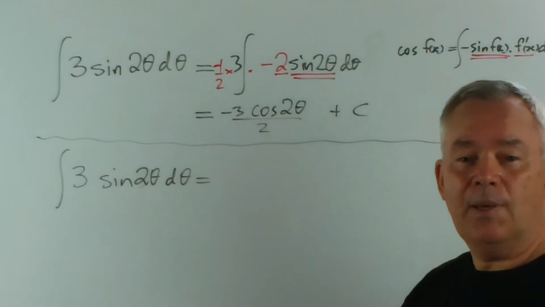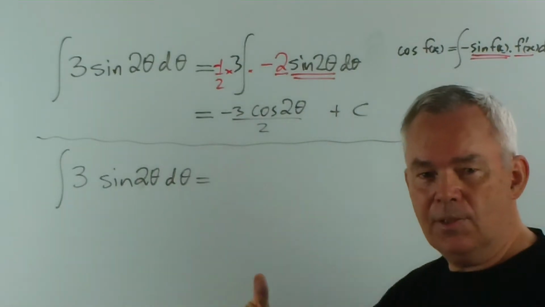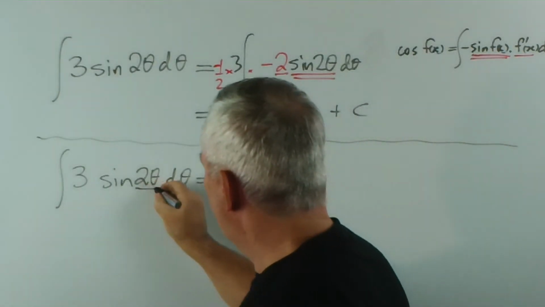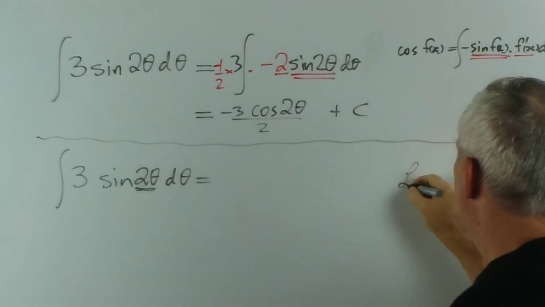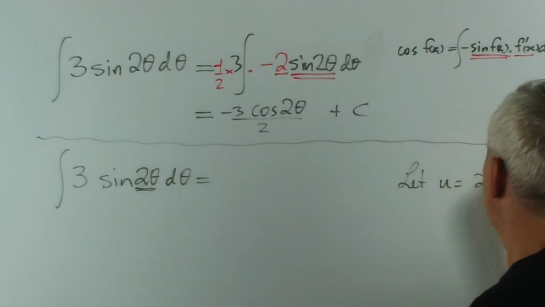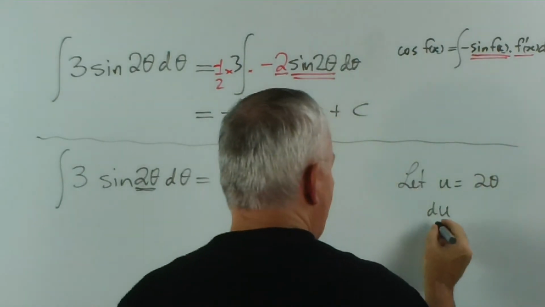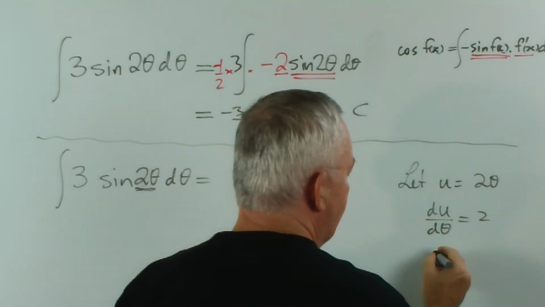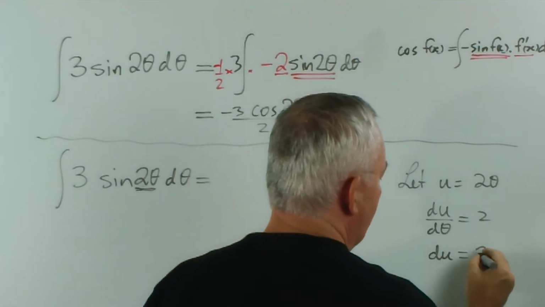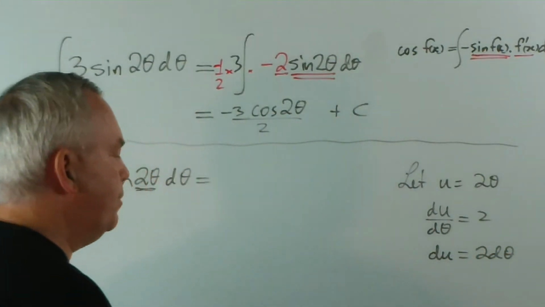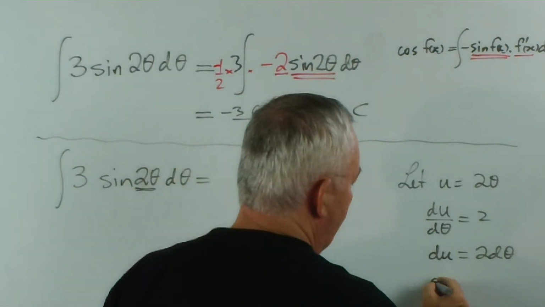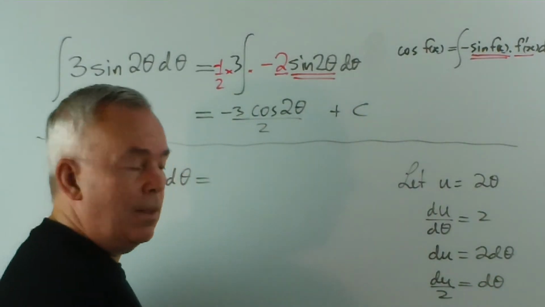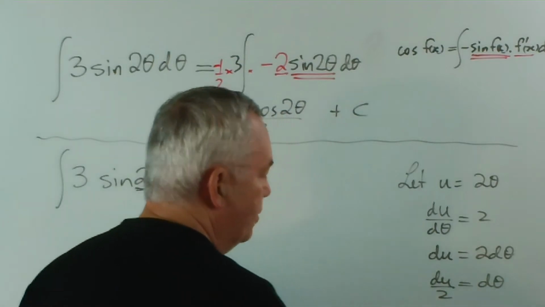First of all, to confirm that you get the same answer every time, but also to gain experience and versatility with different methods. Here we're going to substitute u in place of 2 theta. So we let u equal 2 theta. That means du d theta would be worth 2, and multiplying both sides by d theta would give du equals 2 d theta. Or if you like, du divided by 2 would equal d theta. Just dividing both sides by 2.